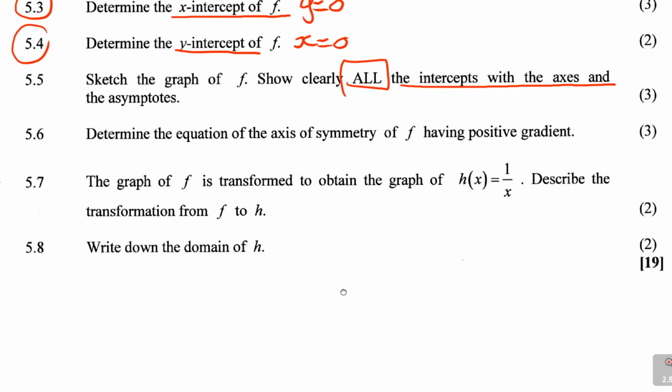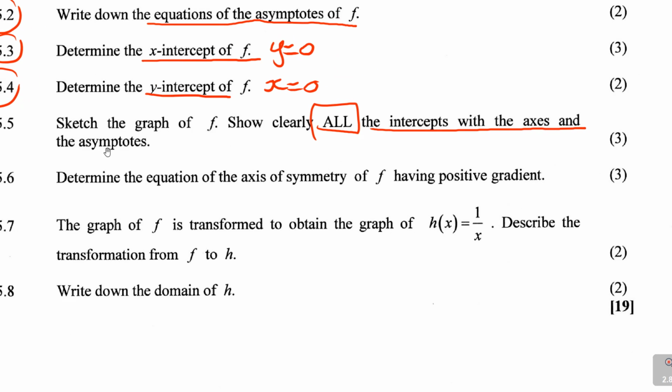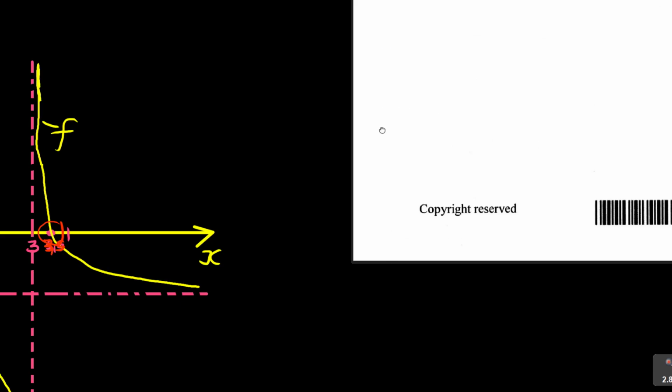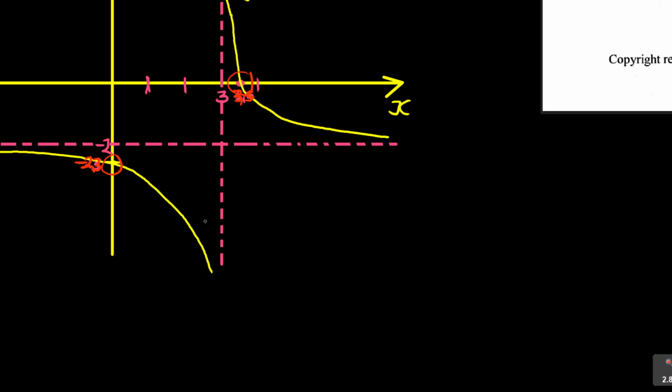So showing clearly that, and the asymptotes. So you come here, you need to show the asymptotes. So in here you say x is equal to 3, y is equal to minus 2. Just label the asymptotes in as much as you are showing that is 3 and minus 2, but you need to label that. So that's how you get all your 3 marks.